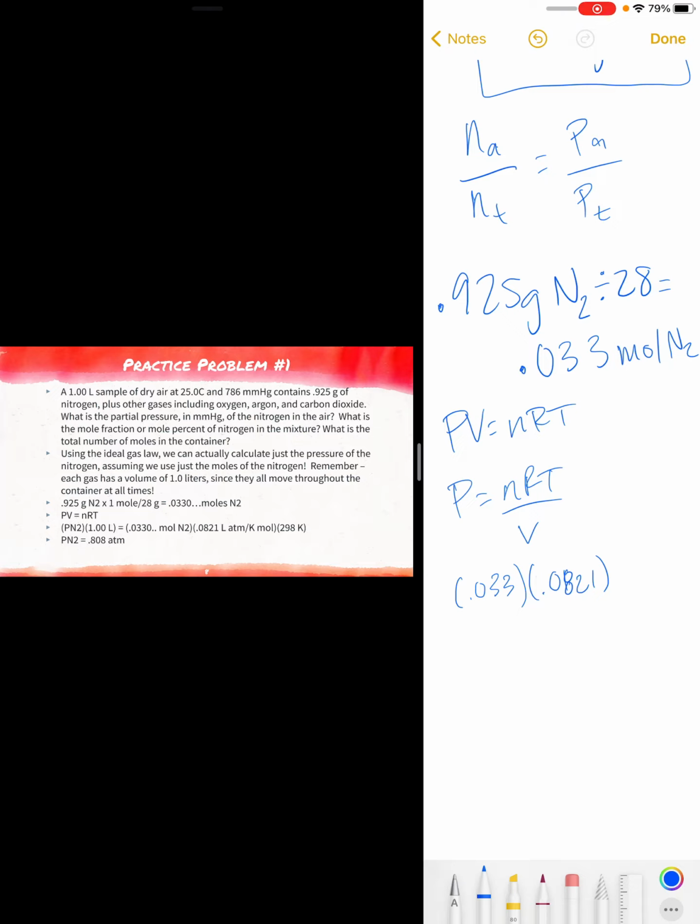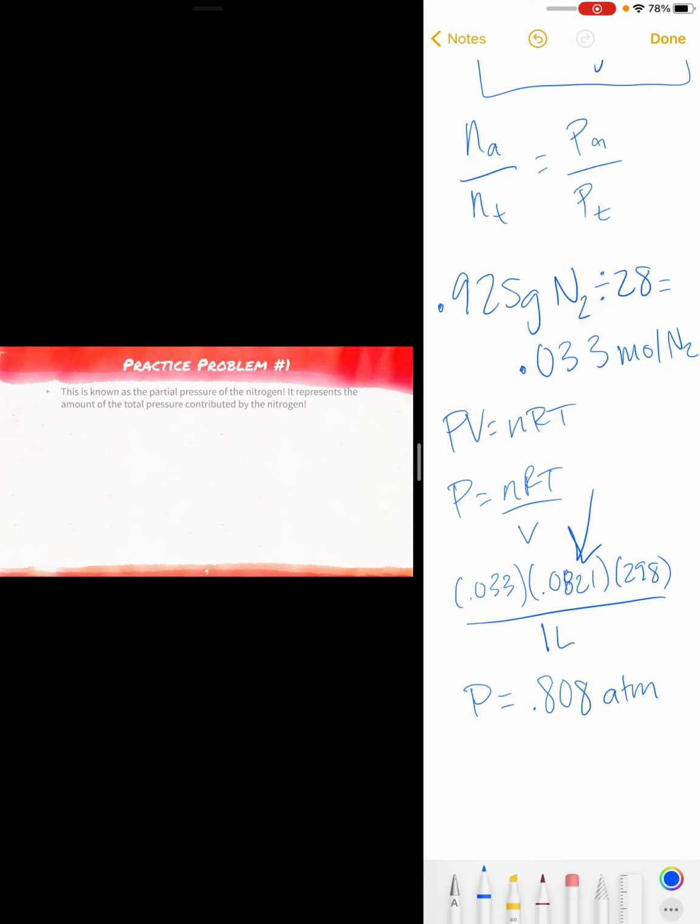And then we also know temperature in Kelvin, 298. So I can multiply across the top. And then I am going to need to divide by 1 liter, which is my volume. When you do that, you should get a pressure of 0.808. This is in ATM because my R constant was for ATM.